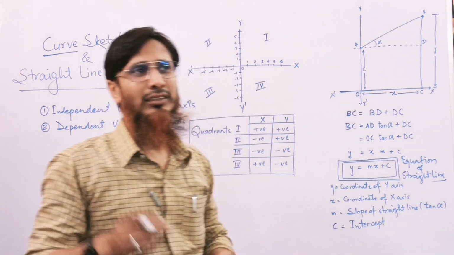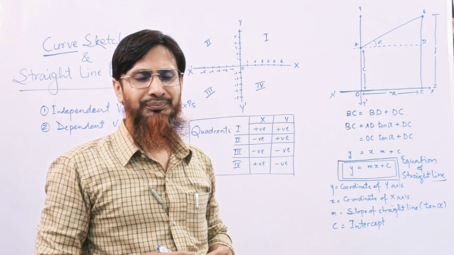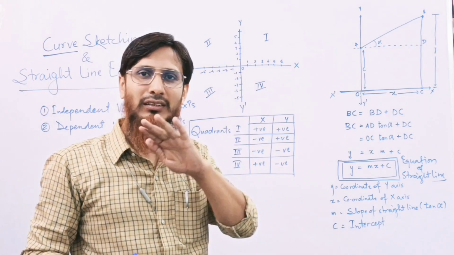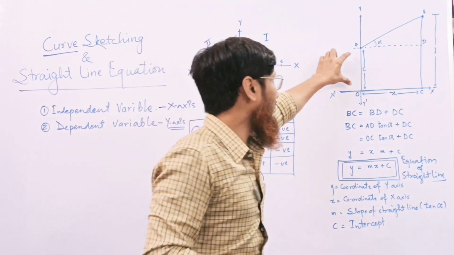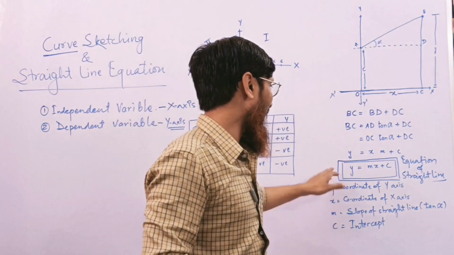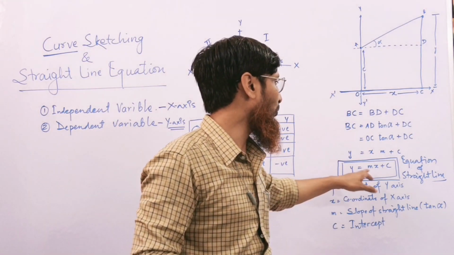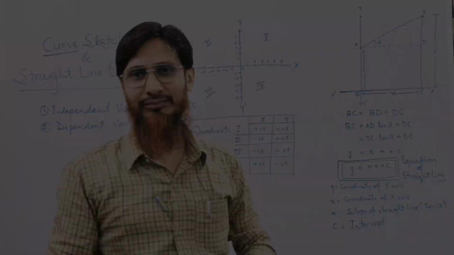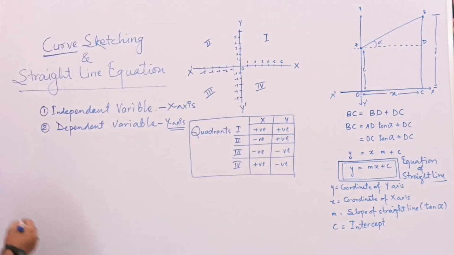The intercept is the point where the line intersects the y-axis. So this is the intercept c. So we can write the straight line equation as y equals mx plus c. Coming to the questions, how the question comes.